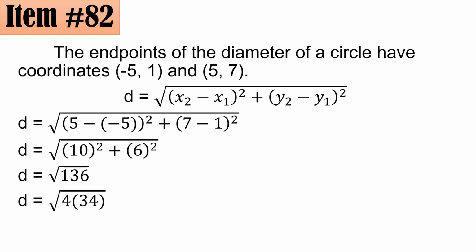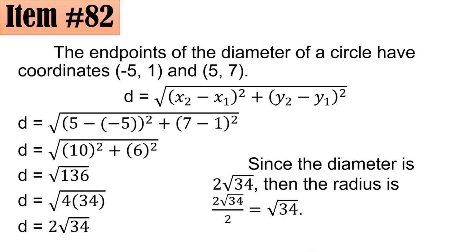That's why I expressed 136 as the product of 4 and 34. And the square root of 4 is 2. And the square root of 34 will still stay inside, no? Nung ating radical sign. It's still your radical. But this is your diameter, di po ba?